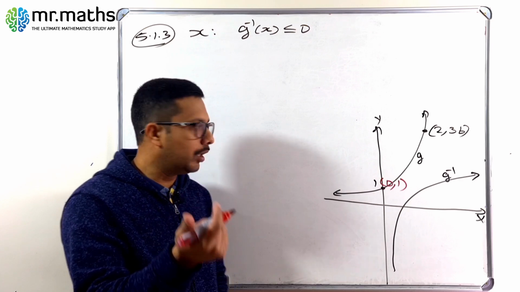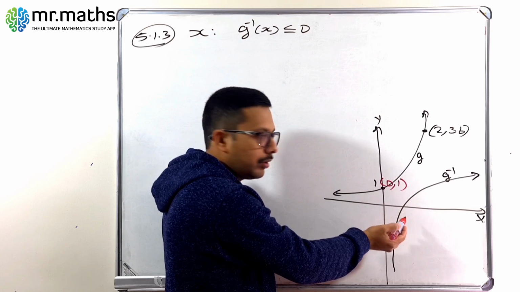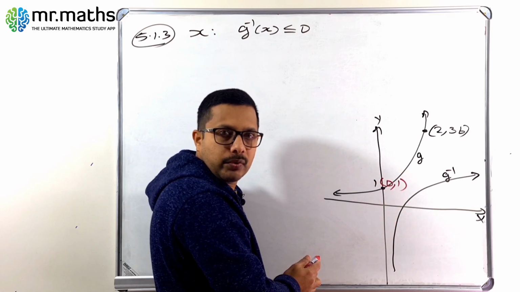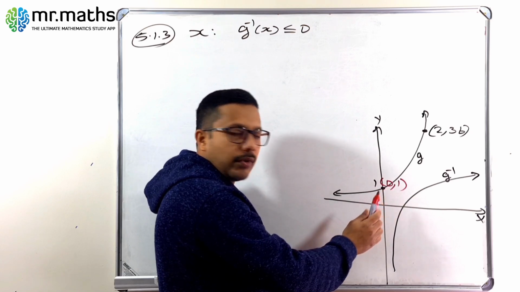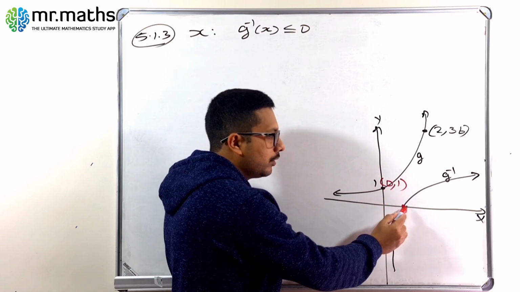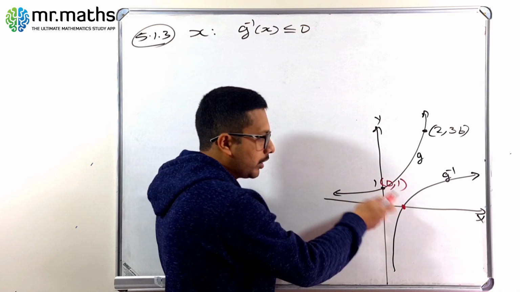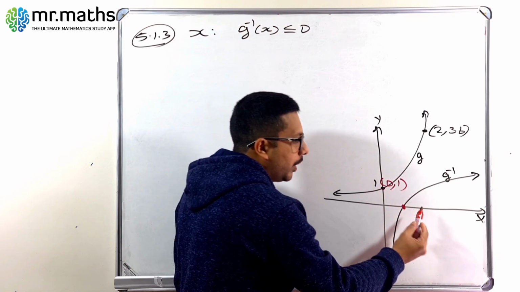Am I right? So this is the G of x graph, and this is the G inverse of x graph. If here the coordinate is (0, 1), what about the coordinate here? You swap x and y. This is a reflection. So you swap x and y, that is (1, 0).